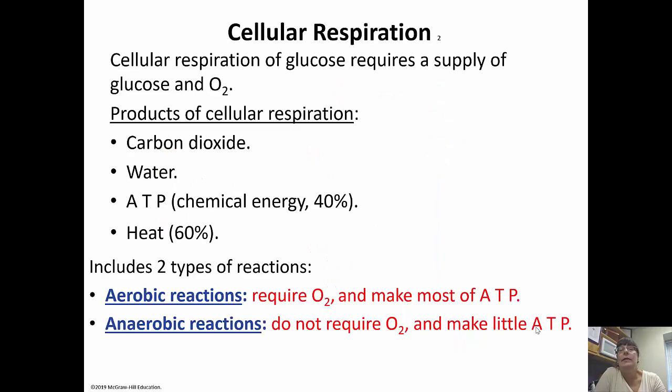So cellular respiration requires a supply of glucose and oxygen. It produces carbon dioxide, water, ATP, which is a big thing, that's what we need, and then heat. There are aerobic reactions that require oxygen, and these make the most ATP. Anaerobic reactions do not require oxygen, but they do not make a lot of ATP, so they're not very effective in the long run.